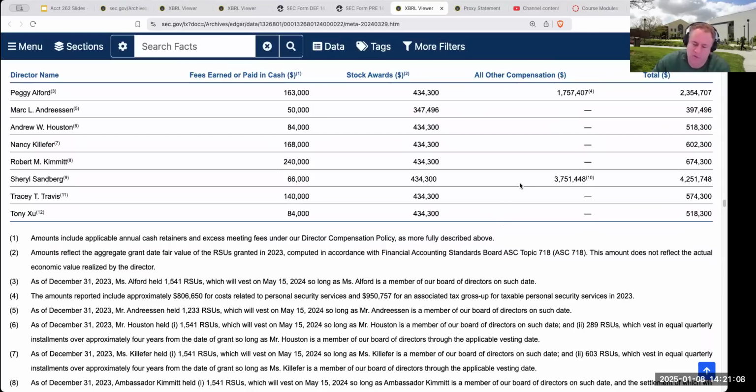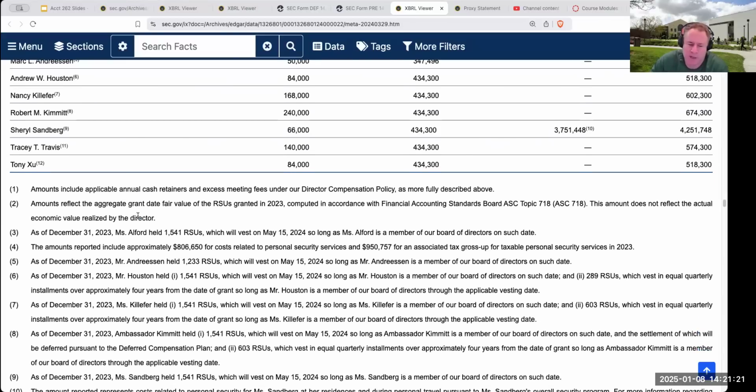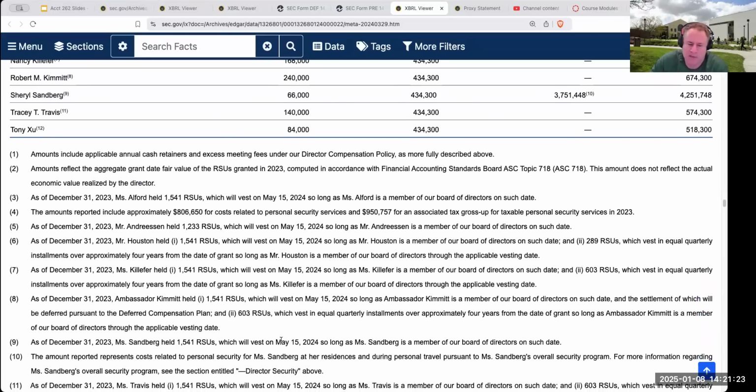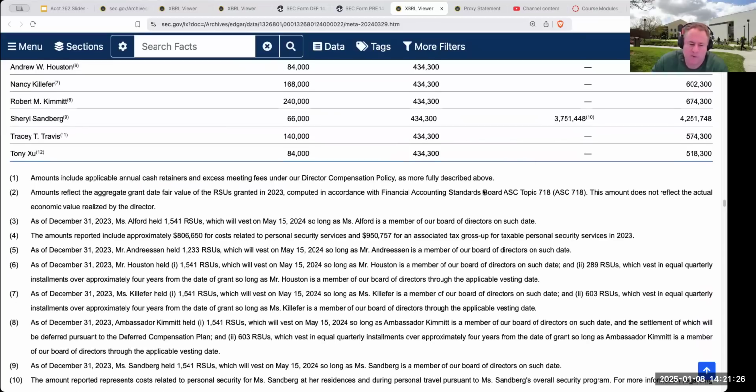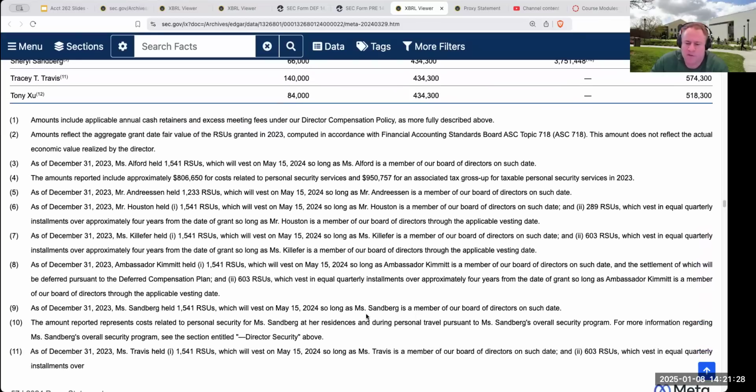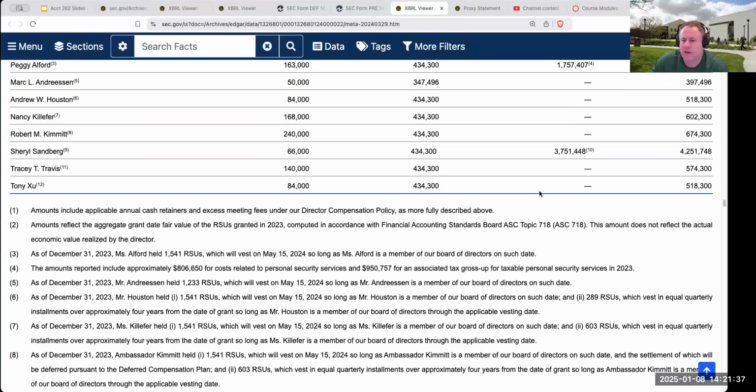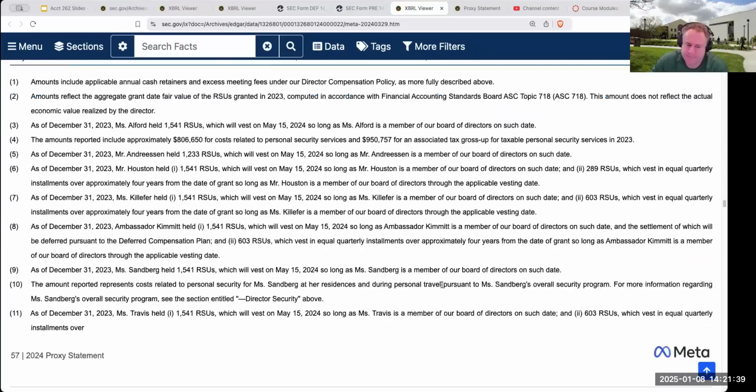So if the security benefit is being looked at as taxable, you have to gross that up to pay for the taxes. For Miss Sandberg, number nine, number 10, this is personal security for her residences during her personal travel pursuant to her overall security program. So again, this is about 3.7 million.